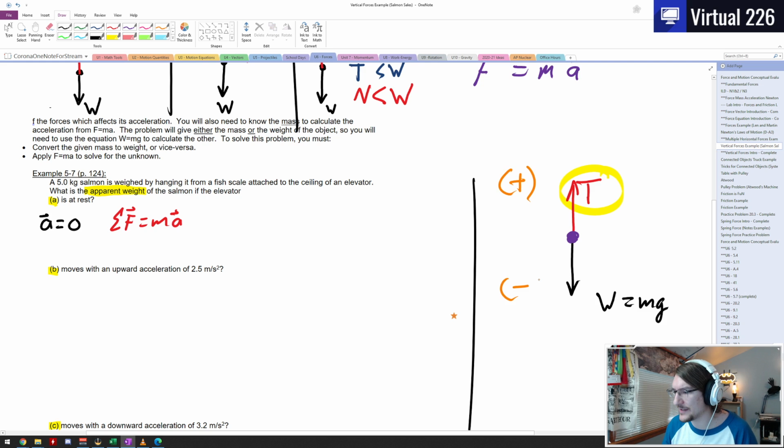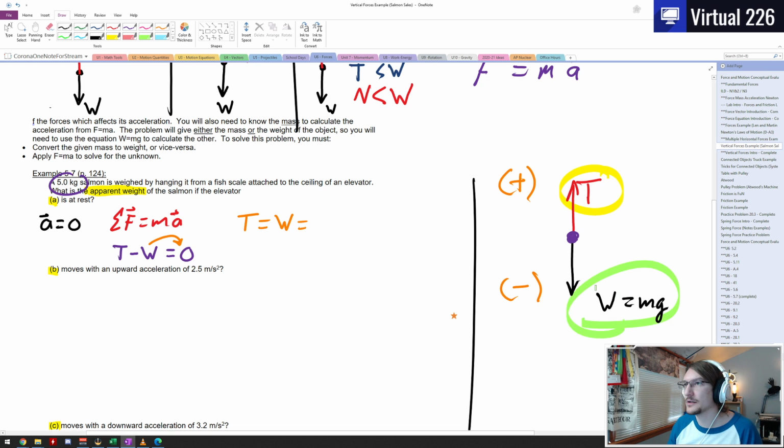And if we write out our forces equals ma, well, let's add these together. A positive tension plus a negative weight, so that's like minus the weight, equals ma. And since our acceleration is 0, the mass, which is 5, times 0 is 0. And if we wanted to solve for tension, we could just move weight to the other side. We see that the tension is equal to the weight, which is equal to mg, because we have that in this equation right here in green.